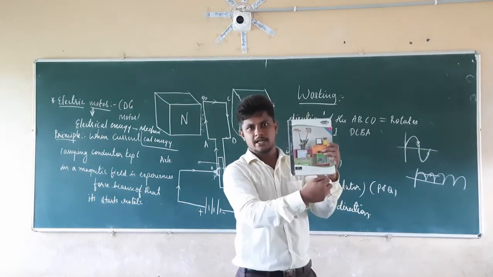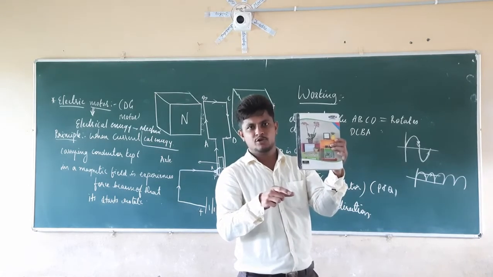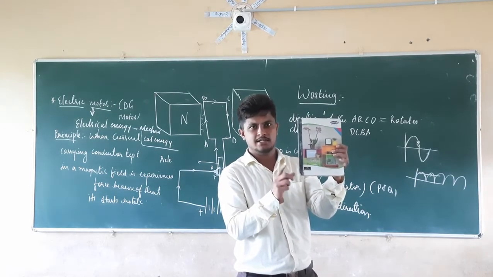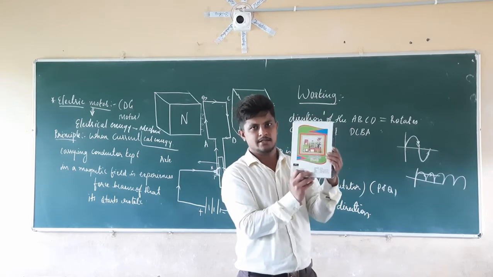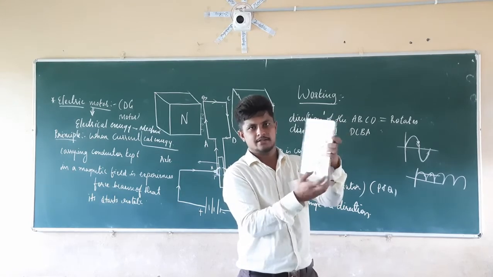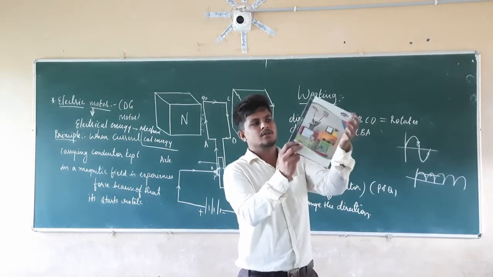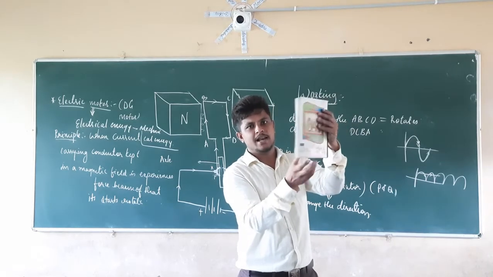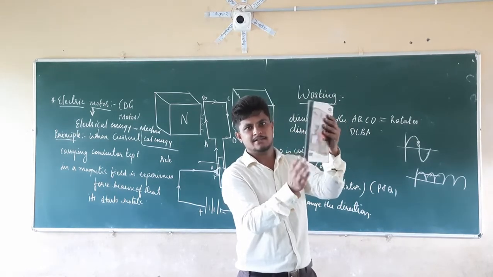Again A, B, C, D. Again the split rings are changing their positions. Because of that there is a change in the direction of the current. So again it is going to rotate like this. Continuously it starts to rotate like this in only one direction.